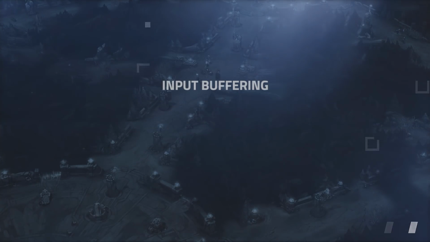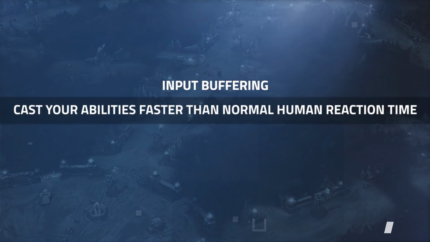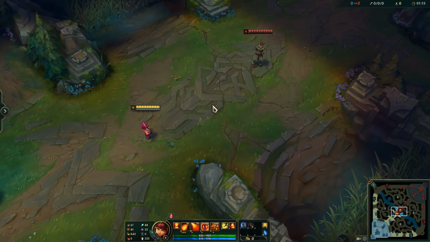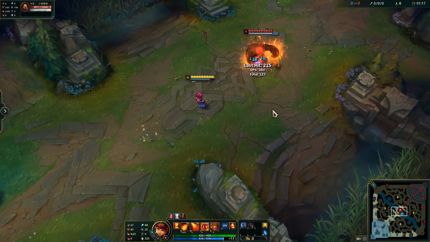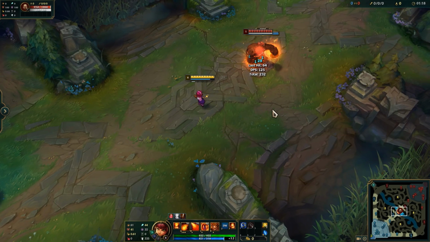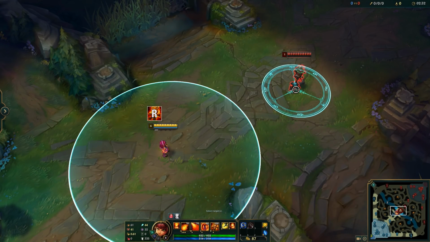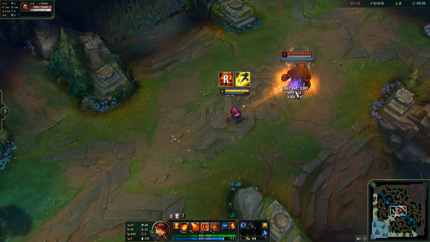Next, let's talk about input buffering. Input buffering is a way to cast your abilities faster than the normal human reaction time. For example, let's say you're playing Annie and want to flash ult the target. Most players would flash first and then press their ultimate after. This is wrong. Instead, you can input buffer your ultimate. First, you press your ultimate on the opponent, which doesn't cast since it's outside of your range. Then, you press flash so it puts you within range, and you'll see Annie instantly cast her ultimate.